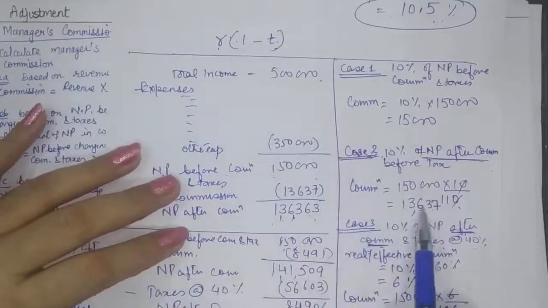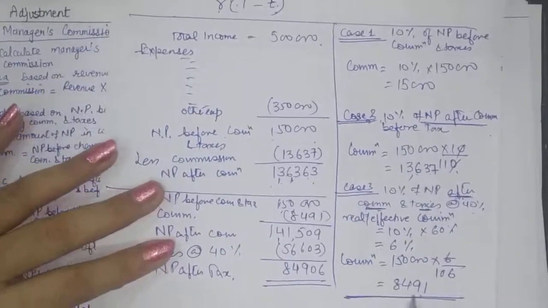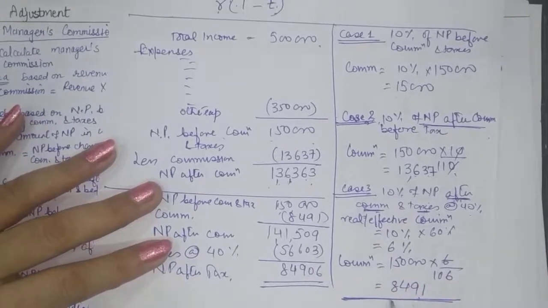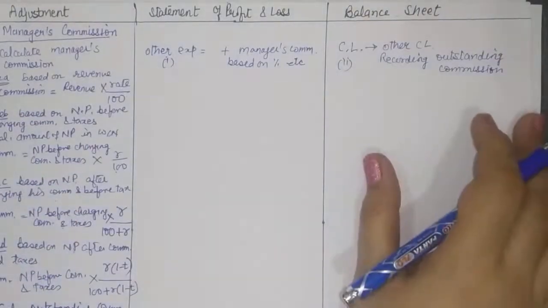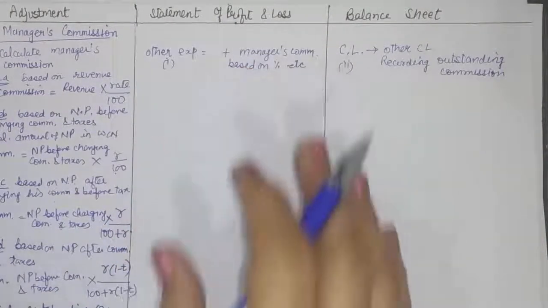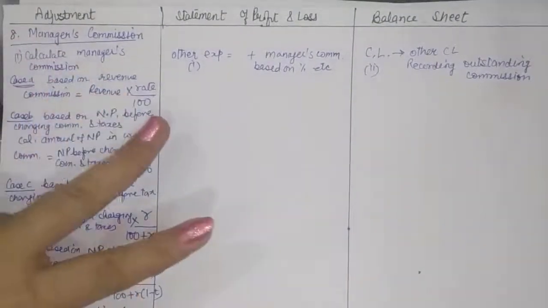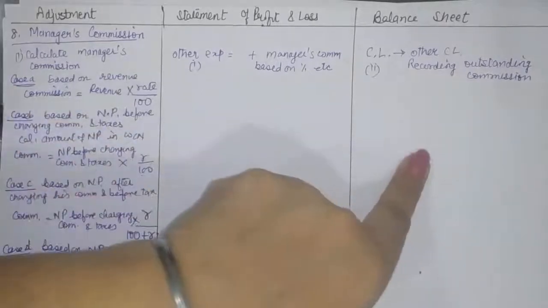In case second, we'll be having 3,637 outstanding commission. In the third case, since we have paid more, we'll be having commission paid in advance 1,509. So that outstanding or advance amount will appear in the balance sheet, and the amount of expenditure for the year will come under the statement. So I hope this manager's commission is clear to you. It will give you two calculations: calculation for expense of the year and calculation for outstanding amount.